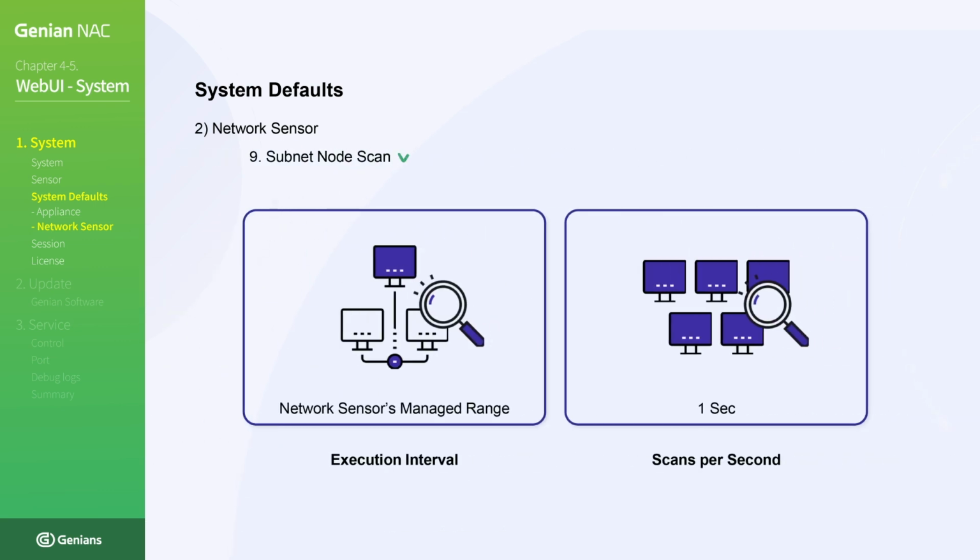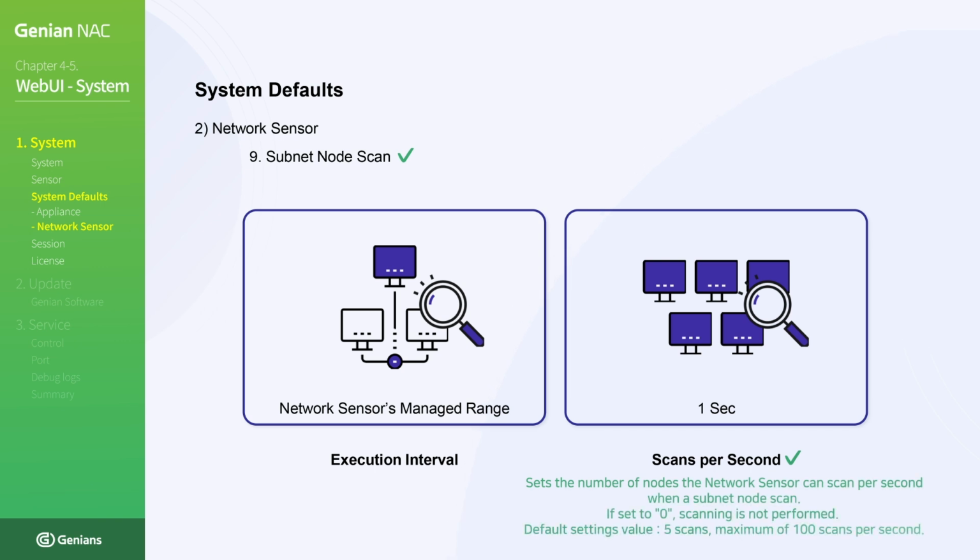The Subnet Node Scan section allows the network sensor to periodically scan the managed network range and detect changes. The default execution interval is set to 6 hours, and it can be configured to a minimum of 10 minutes and a maximum of 1 year. The scans per second setting defines the number of nodes the network sensor can scan per second during a subnet node scan. If set to 0, scanning is not performed. The default value is 5 scans per second, with a maximum of 100 scans per second.